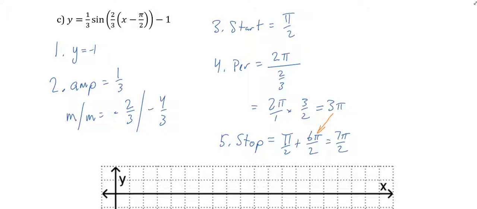The start is pi by 2 because it's x minus pi by 2, so that's a shift to the right by pi by 2. And my period is 2 pi divided by 2 over 3. And I showed a little bit of work here on how I got it to 3 pi. And then look what I did for the stop. I did 1 pi by 2 plus 6 pi by 2. What's 6 pi by 2? 3 pi, right? Common denominator, you need to add them. So that adds up to 7 pi by 2. 7 pi by 2 is not a very useful number, but it's going to be a nice check later on.